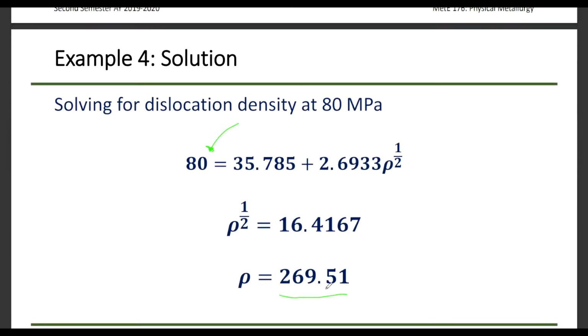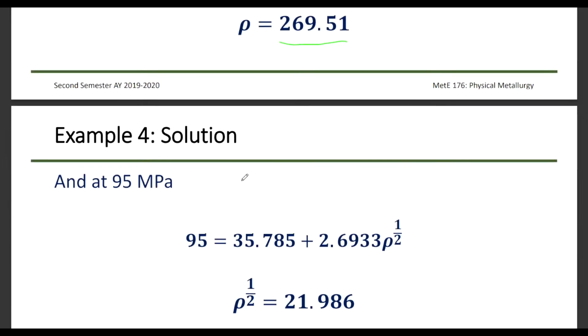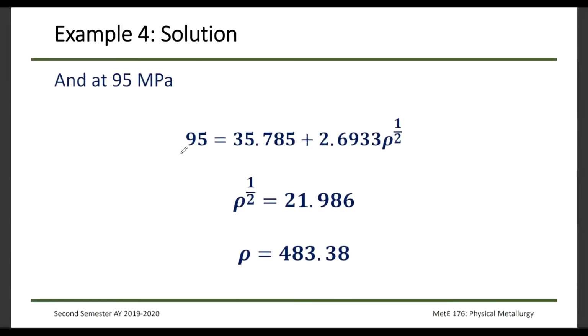This is the dislocation density associated with a flow stress of 80 megapascals. Tapos at 95 naman, we can also compute that, no? I-input lang natin sa equation because we already know the constants sigma naught and the K. So kaya natin i-input din siya. Solve natin yung dislocation density.